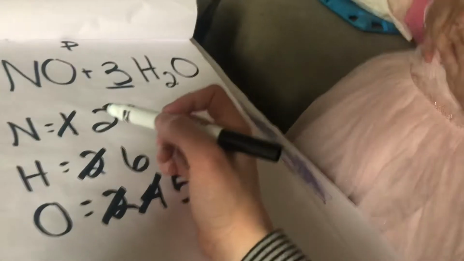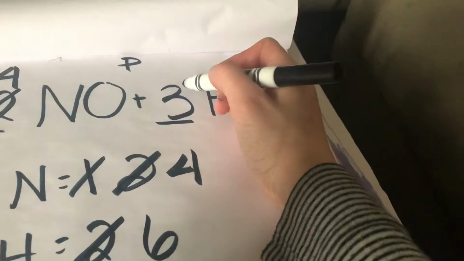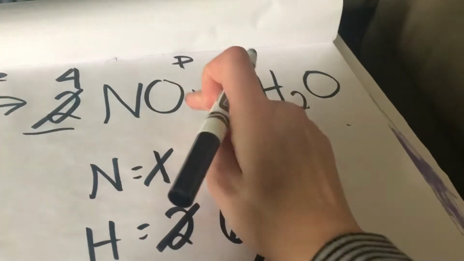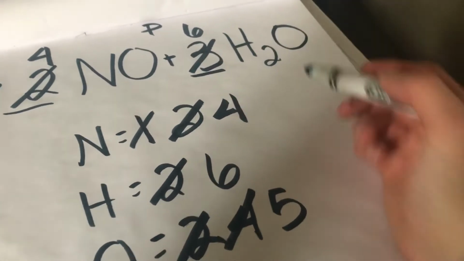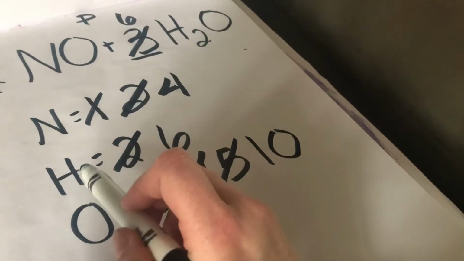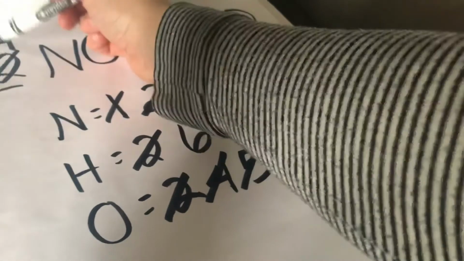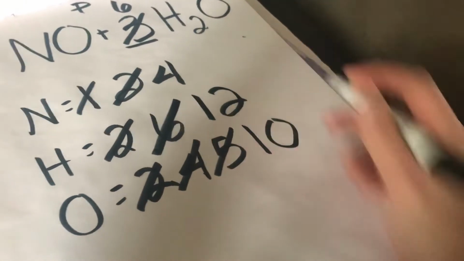I'm going to have to change my nitrogens over here to 4, which is going to change this to 4, but that's going to change my oxygens. And I also have to change this 3 to 6. So I'm going to go 4 times 1 is 4, 6 times 1 is 6, 4 plus 6 is 10 oxygens. And that was 4 nitrogens, and 12 hydrogens. Okay, that was a lot, guys.